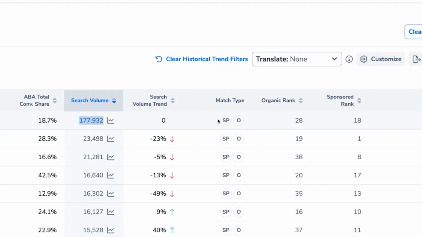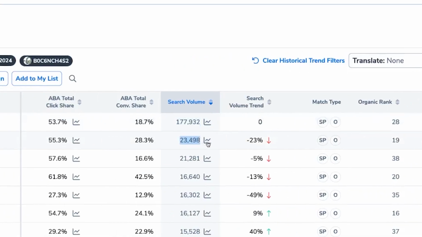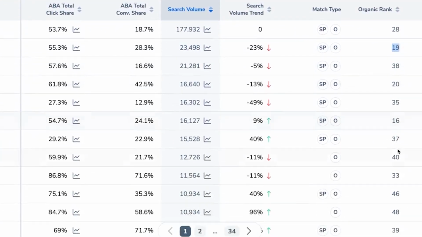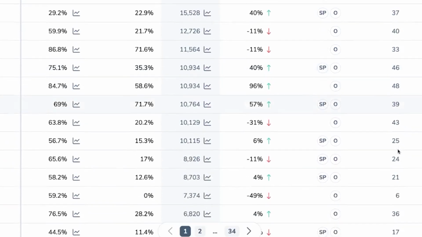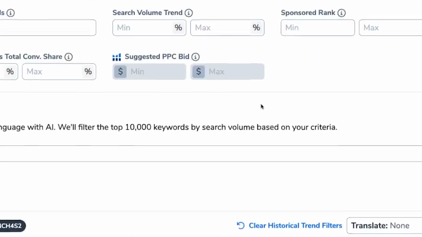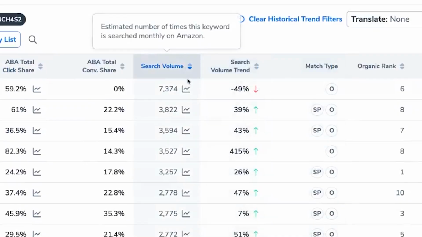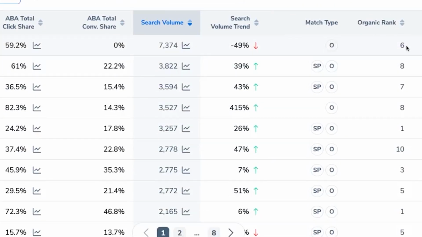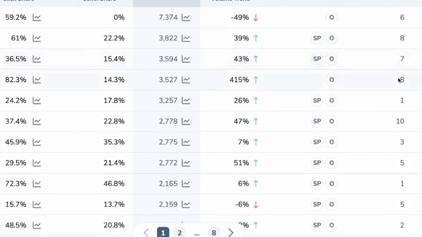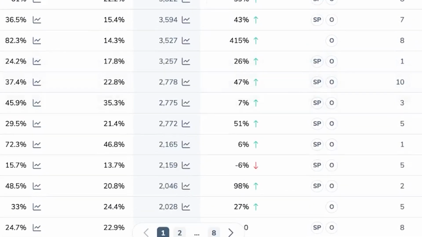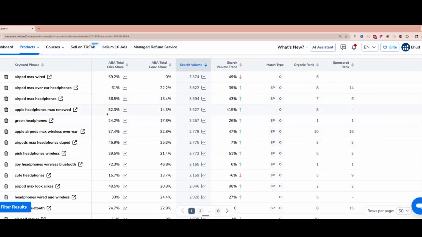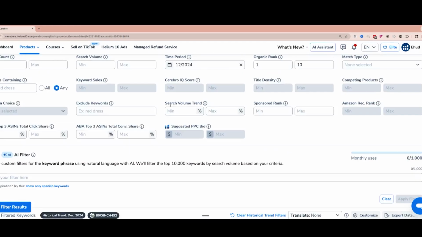We were in the 28th spot. This one had 24,000 search volume. We were in the 20th spot. We can see all these different keywords over here that we were ranking for. So let's say we want to look at 1 through 10 organic ranking for that year. We can see all these different keywords. This was ranked in the 6th spot, 8th spot, 7th spot, 8th spot, 1st spot, and we can compare it to this year and see, are we still ranked for all these different keywords?